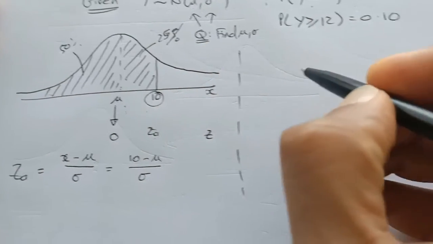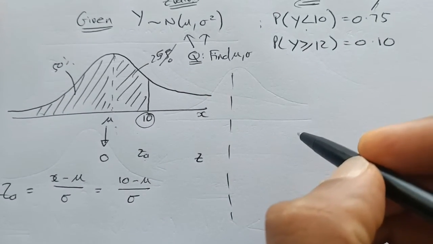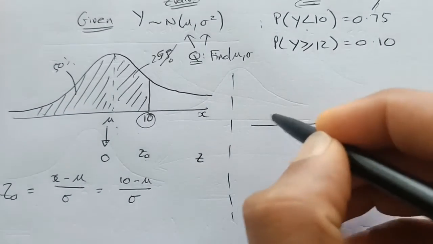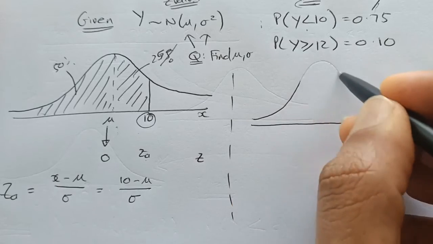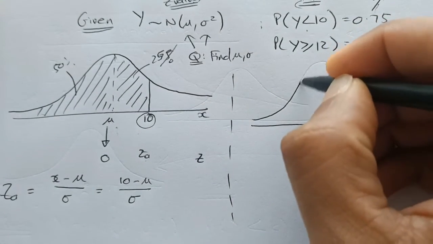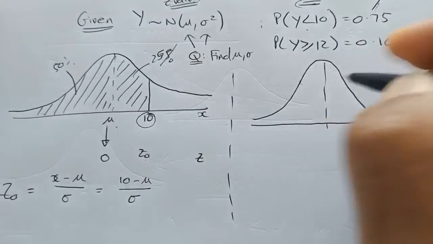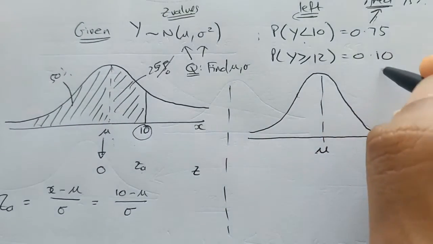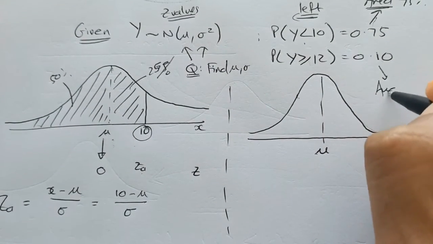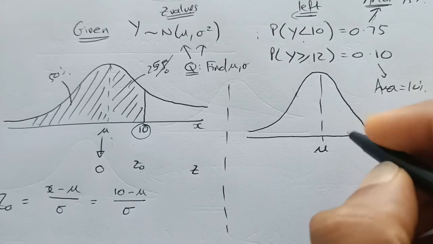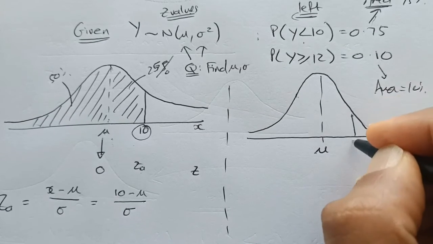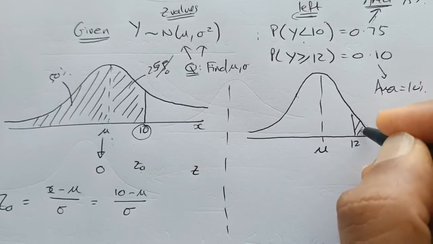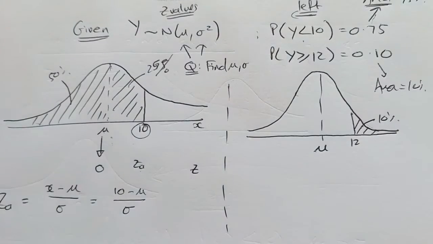And from this, we can then do exactly the same thing. You can see that this curve here is going to have a mean of mu. This one here says greater than 12, so you must have an area of 10%. So here the area is equal to 10% and it's greater than a number. The only way that's going to happen is if that number's over here, and this area over here would be 10%.